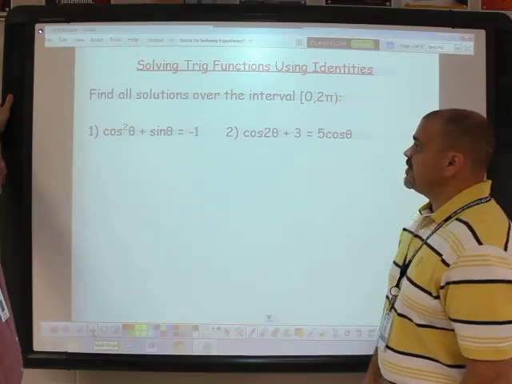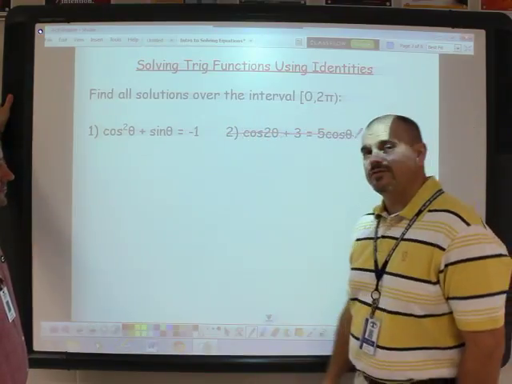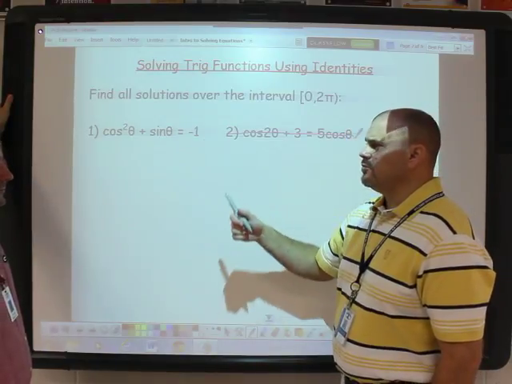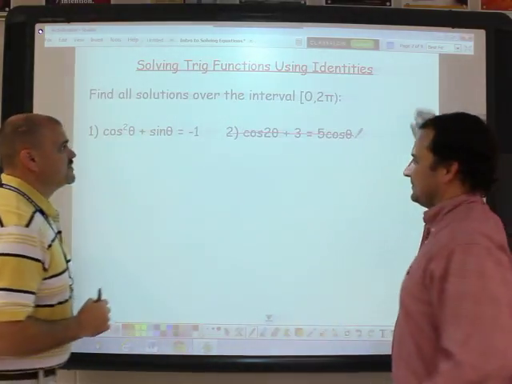So now we've got to find all these solutions. Well, we're not going to do this one because it's a double angle and we're not ready for double angle. But we will be. But we can do this one right here. Why don't I do that, Mr. Simmons? You've been just working away. I'll do this, I guess.